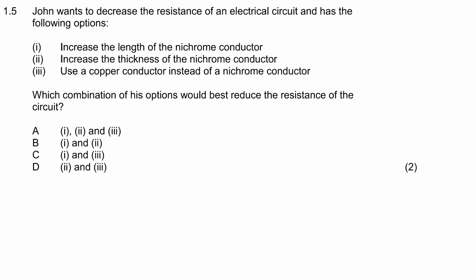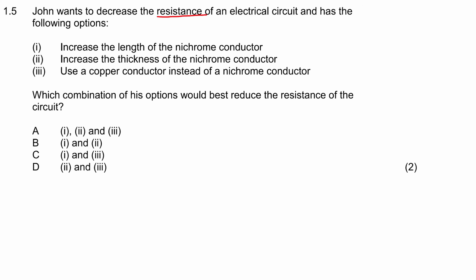John wants to decrease the resistance of an electrical circuit and has the following options. He can either increase the length of a conductor, he can increase the thickness, or he can use copper instead of nichrome. Which combination of his options would best reduce the resistance of the circuit? Okay, so this is very easy, but for those of you that maybe find this a bit tricky, let me just explain. So let's talk about this thing called resistance.